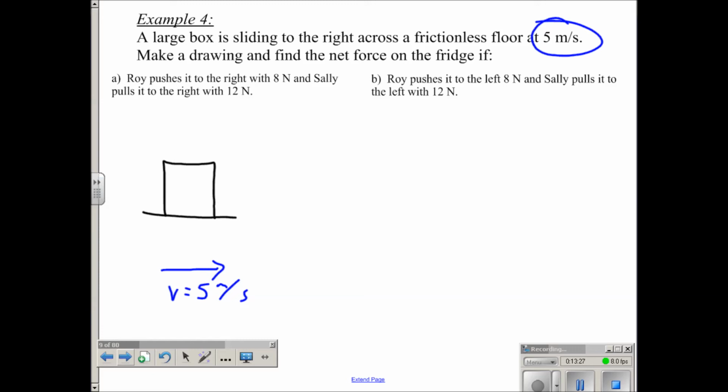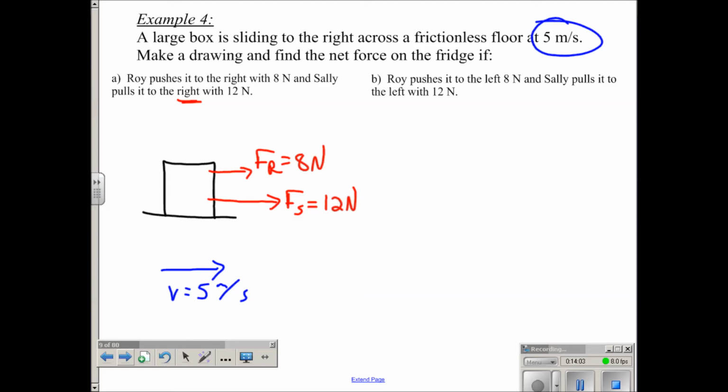It says Roy pushes it to the right with 8 newtons. So here's my force of Roy, 8 newtons. Sally's also trying to make it go to the right. She's pulling instead of pushing, but again, what's important is the word right. She's got a force of 12 newtons. So watch how I do this, you guys. This arrow, I'm going to draw it a little bit longer because it's more force. Okay? The length of a vector is important. The longer you draw the arrow, the longer you draw your vector, the more force or velocity or whatever you're indicating. Okay? So that's that.